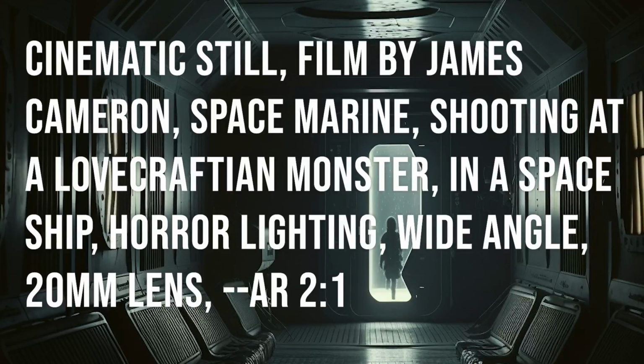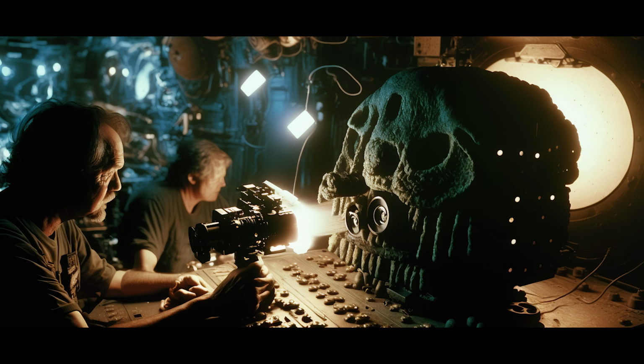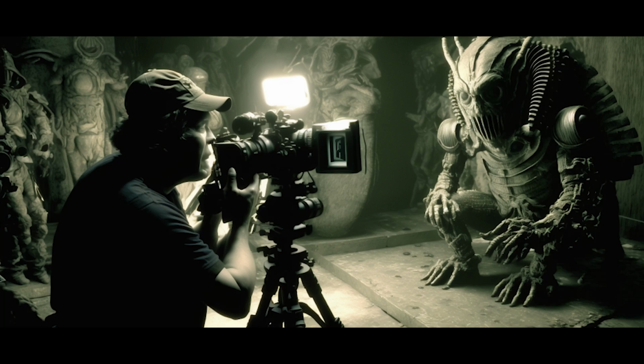I'm sure some of you have run into this before, but if you're someone that likes to call out focal lengths or lenses, you may end up with characters holding cameras. In this case, the prompt was: cinematic still, filmed by James Cameron, Space Marines shooting at a Lovecraftian monster in a spaceship, horror lighting, wide angle 20 millimeter, with an aspect ratio of 2:1. And yeah, I just kept getting characters that had cameras pointed at monsters.